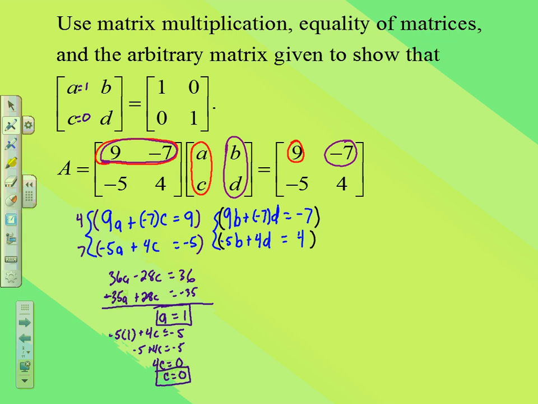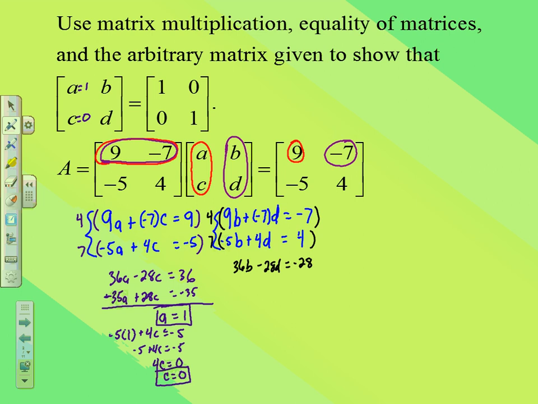Okay, so now we're going to look at these two equations. Again, we're going to overall just pick a value to eliminate. And again, generally speaking, the 7 and the 4 are smaller than the 9 and the 5. So I'm going to do the same thing here. I'm going to multiply the top equation by a 4 and the bottom equation by a 7, and see what we wind up with. So here I'm going to get 36b minus 28d to be equal to negative 28.